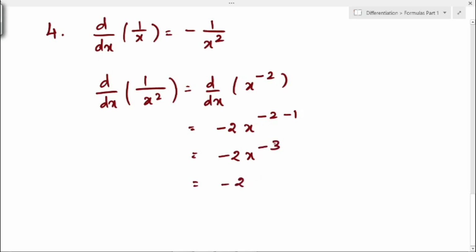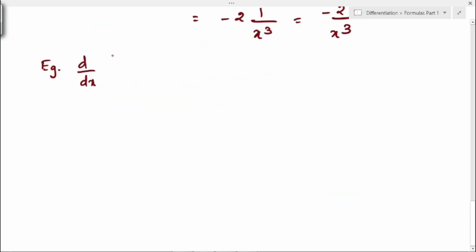This x to the power minus 3 can be written as 1 divided by x cube, because we are taking this term to the denominator, so the negative 3 will become positive 3. So the answer is minus 2 divided by x cube. Okay. Next example, d by dx of 4 divided by x cube.